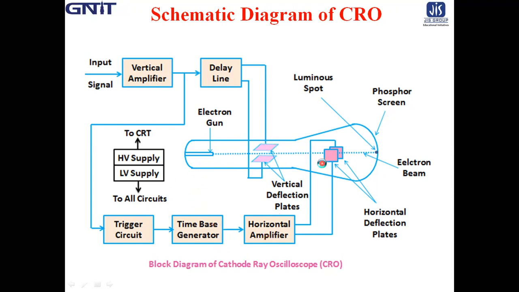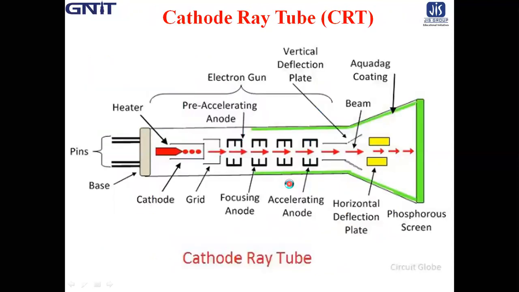Now the heart is the cathode ray tube. The cathode ray oscilloscope contains a cathode ray tube, which is the heart of the oscilloscope. It is a vacuum tube of specialized geometrical shape which converts an electrical signal into a visual one.